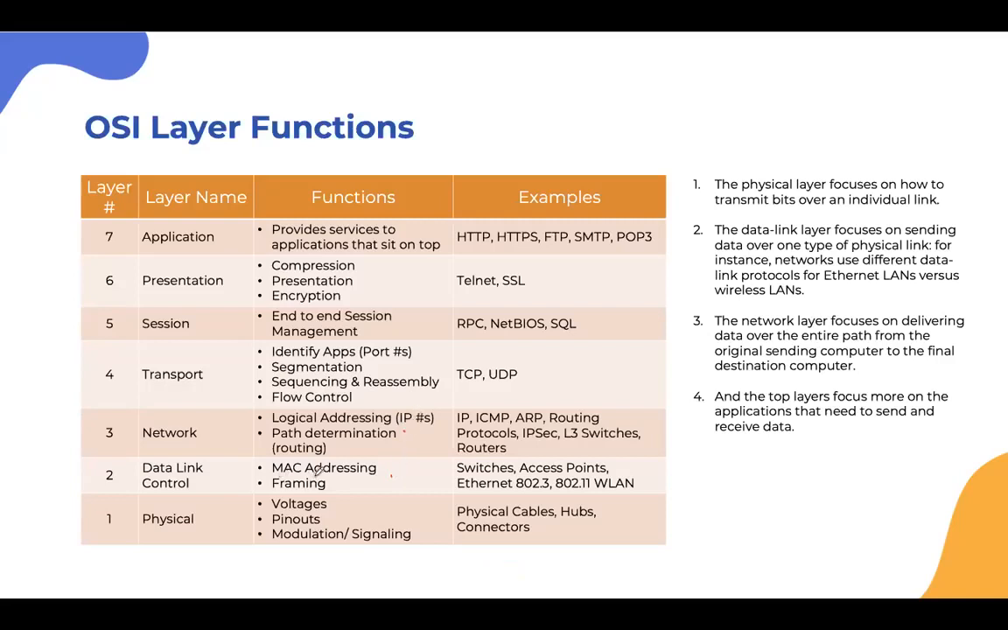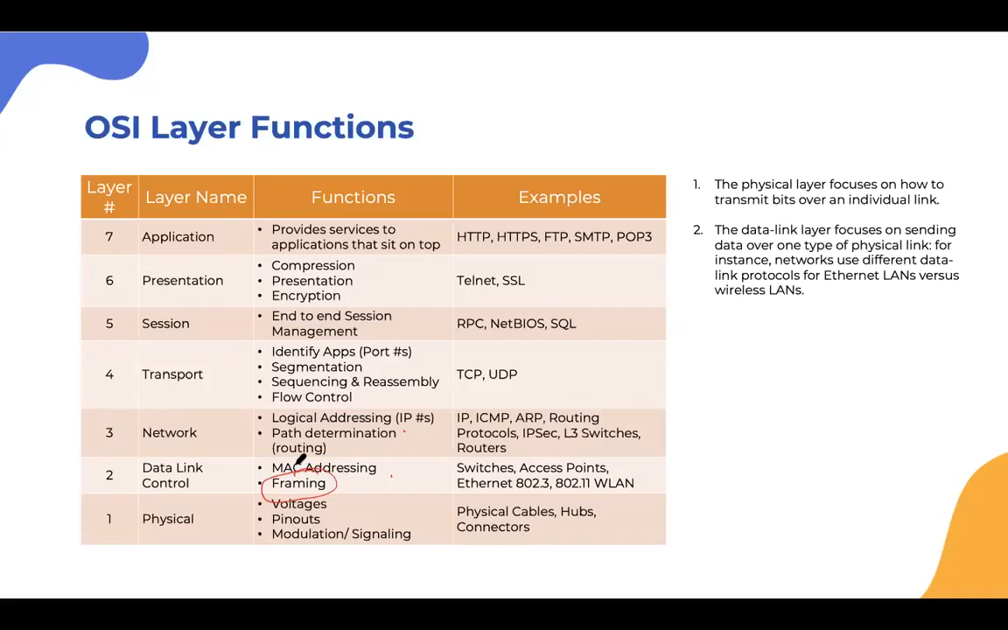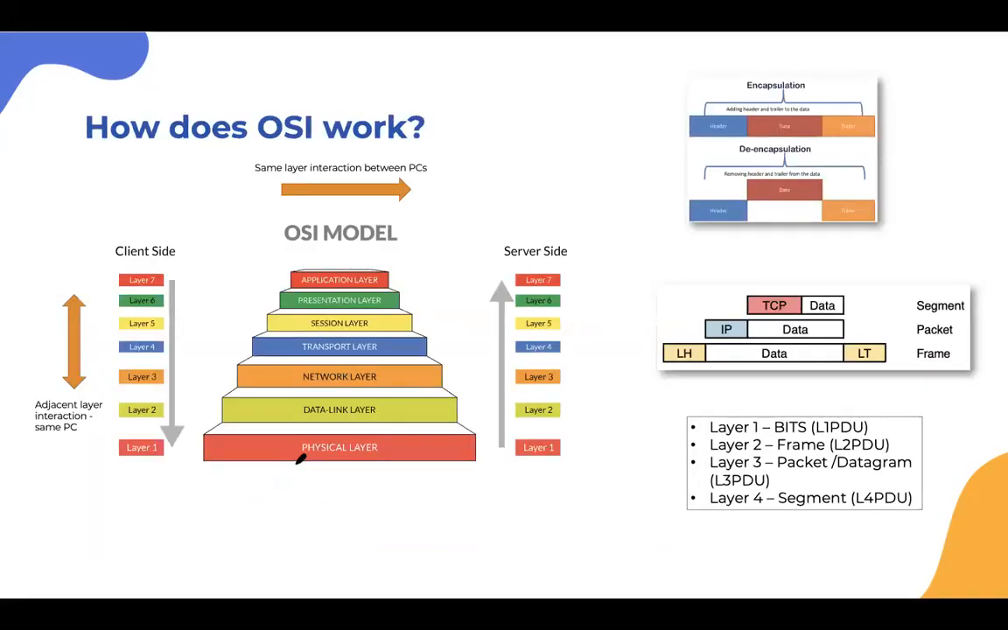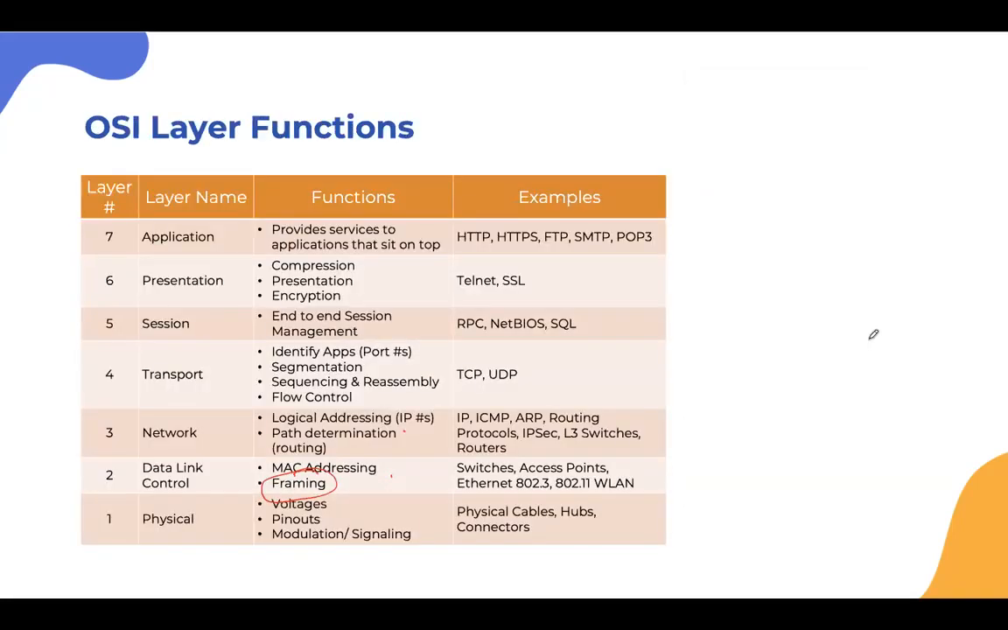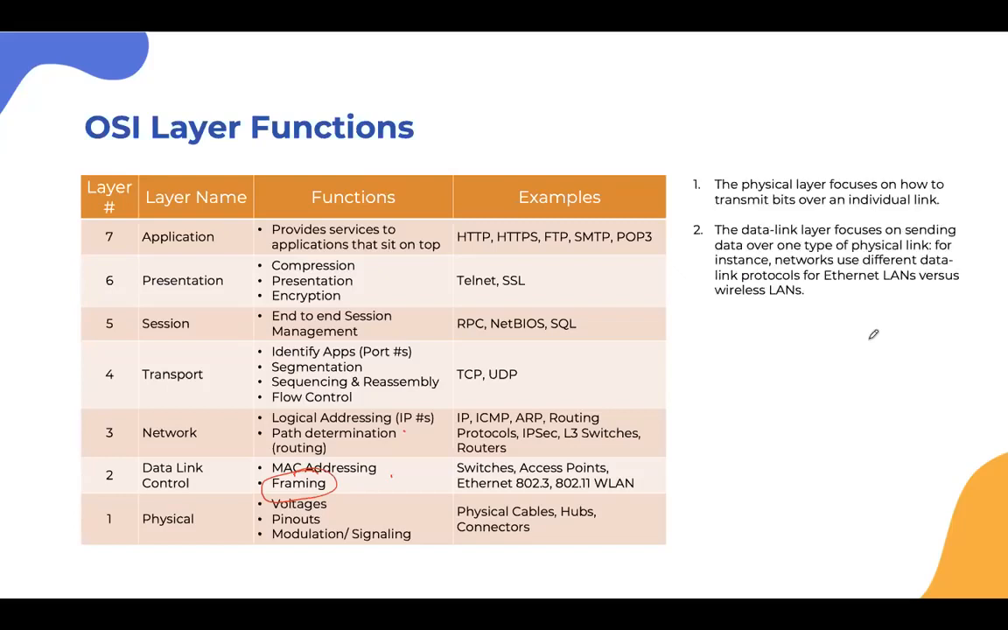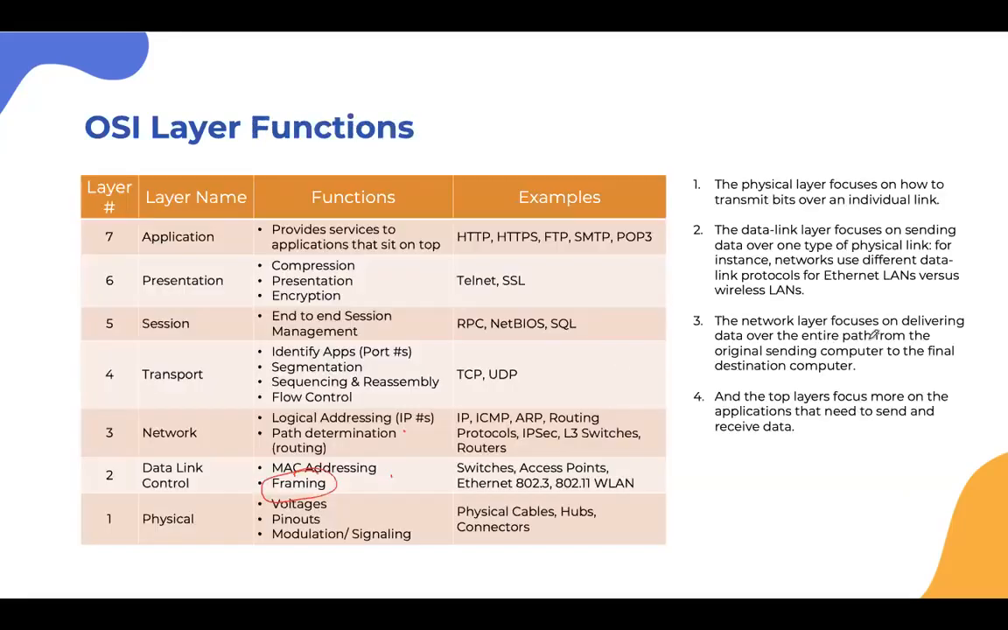And there is also something called framing. Framing is nothing but creating a frame of data. What is a frame of data? When you get data from layer 3, at layer 2 I will be adding a link header and a link trailer. That is all there is. That is framing.